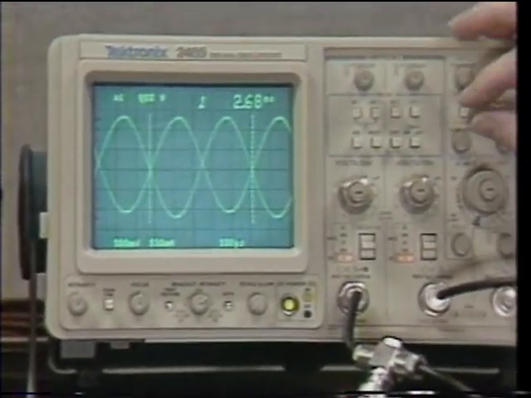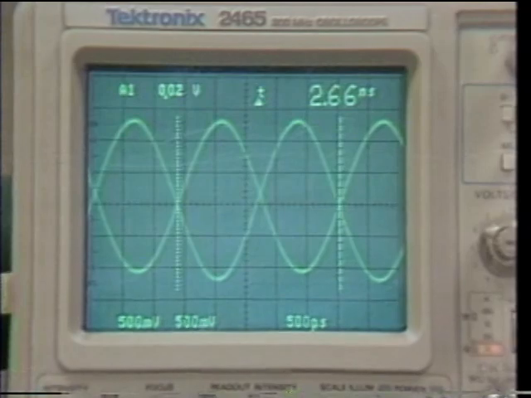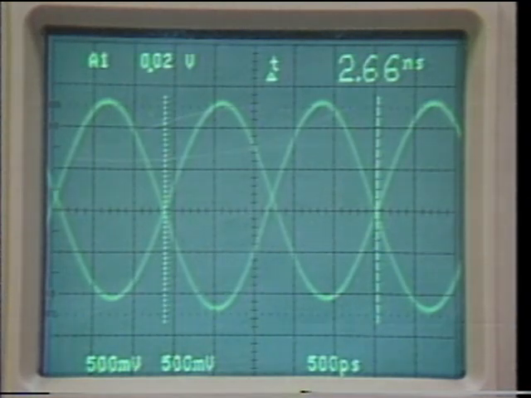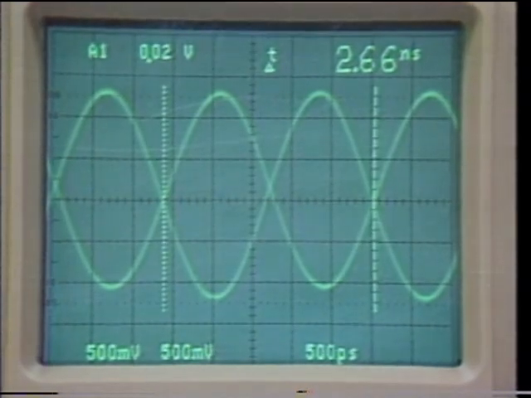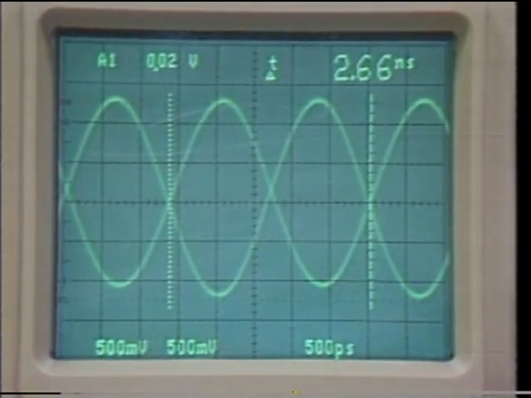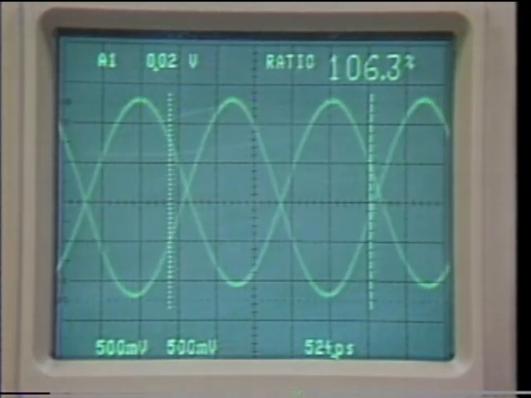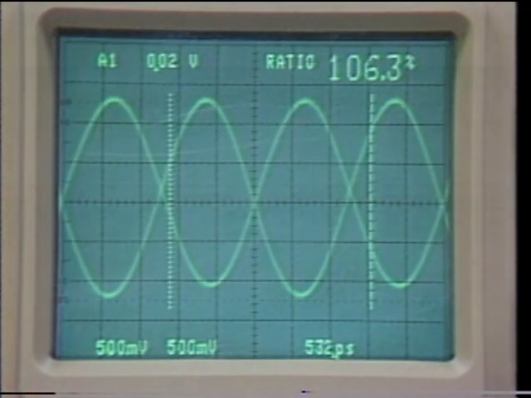We'll go to delta time for that measurement. 2.66 nanoseconds. Now we'll divide that by 5. And that gives us 532 picoseconds. Now we will turn the variable seconds per division control until we have a reading of 532 picoseconds in the seconds per division readout. Now we should have one cycle every 5 divisions of the horizontal.